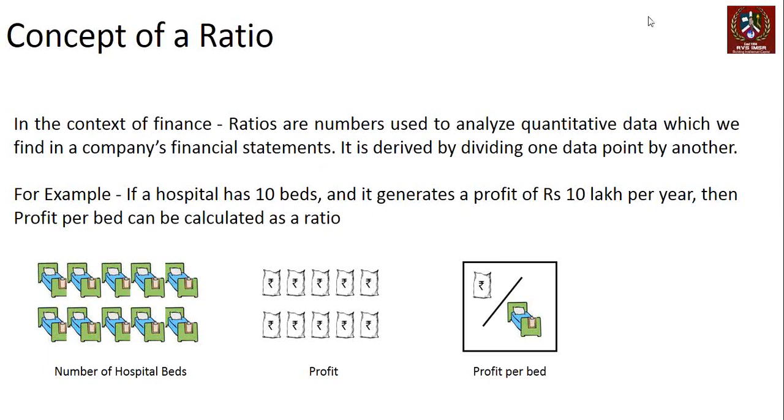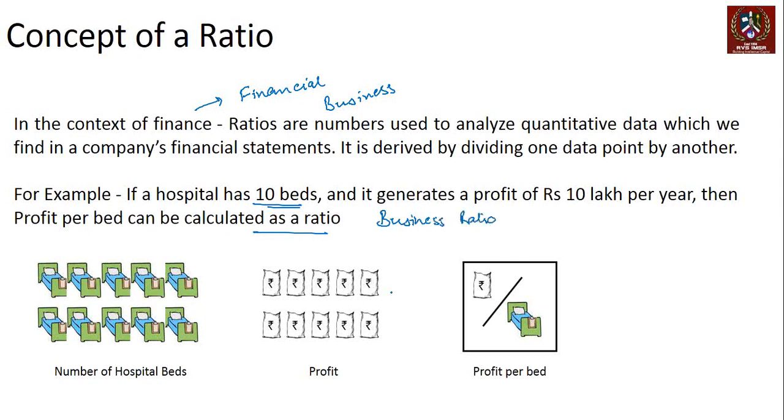Now, it is essentially derived by dividing one data point by another. You could take two financial numbers, you could take a business number. Ratios could be calculated based on financial numbers or also based on business numbers. One example of a business number is given here, right? If a hospital has 10 beds and it generates a profit of rupees 10 lakhs per year, then profit per bed can be calculated as a ratio.